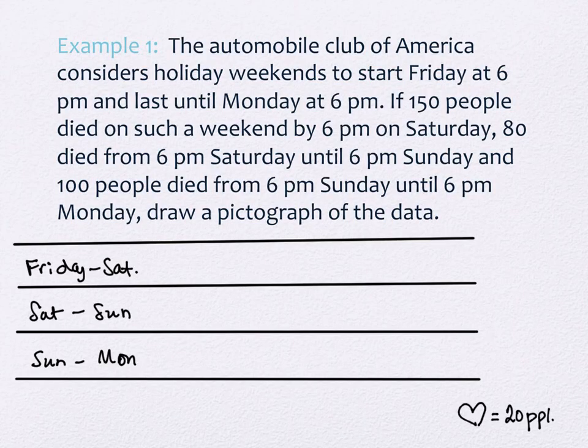I've got space below, so I'm going to do mine below. And this title for this graph needs to represent what's going on. So something like deaths on a holiday weekend. Now, you could incorporate the heart equals 20 people inside of the title if you want to, or you can do it separately. It doesn't matter, but it just needs to be on there somewhere.